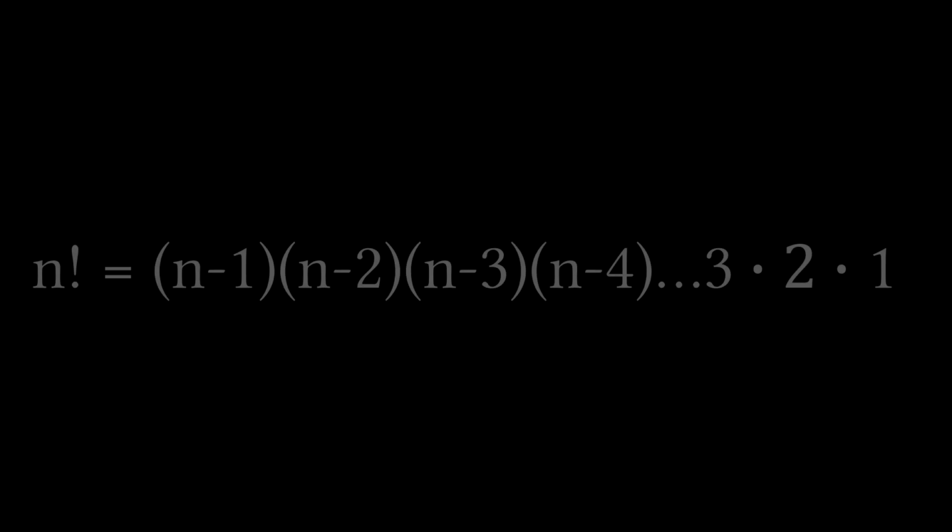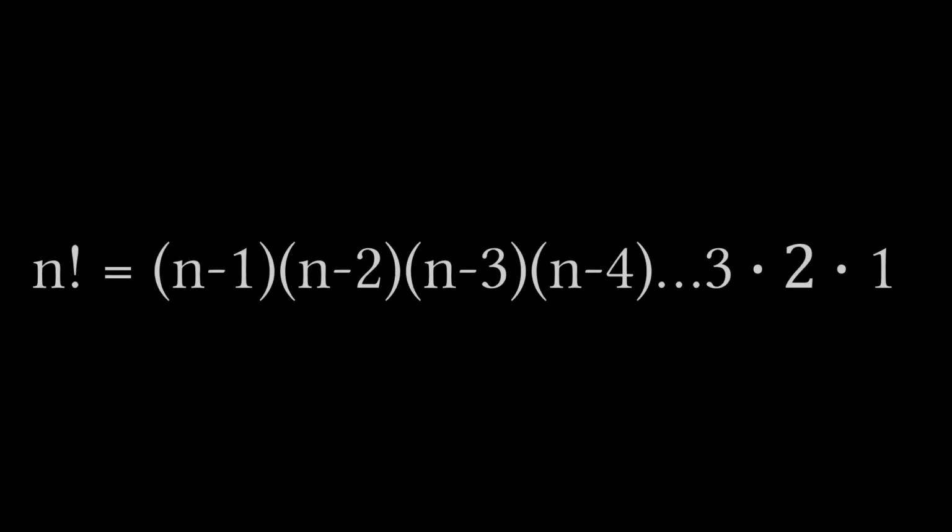It's like a countdown starting from n and all the way to 1. And you're absolutely right. It's proven by this formula here. N factorial is equal to n multiplied by n minus 1 multiplied by n minus 2 multiplied by n minus 3, and so on and so forth until you reach 3 multiplied by 2 multiplied by 1. And that's what the factorial is all about.